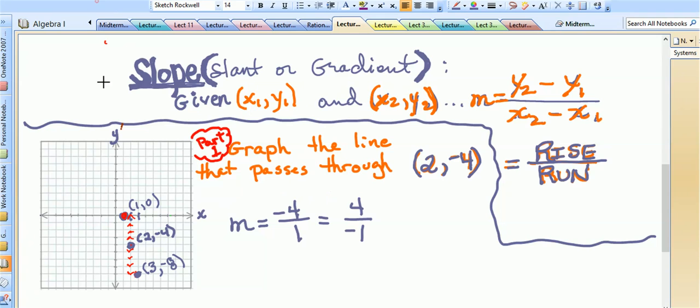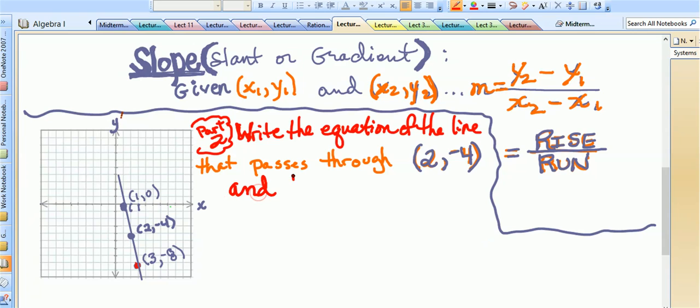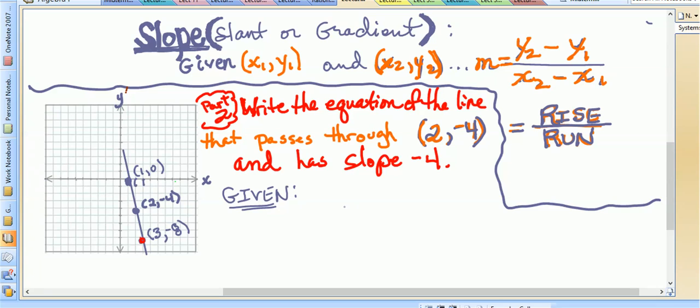Again, we want to write the equation of the line. Here's part 2: a line that passes through 2, negative 4, and has a slope of what? Negative 4. Okay? So where do we begin with this? We have to look at what we're given versus what formula we need. So before I write my given, let's go back and look at one of the formulas that we really needed.